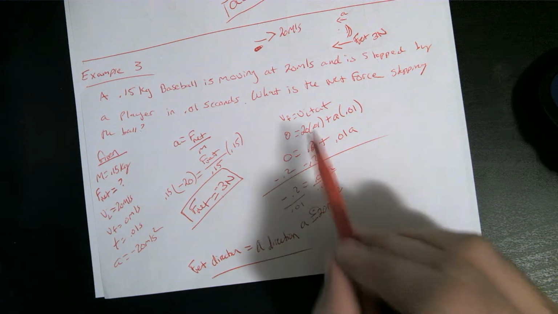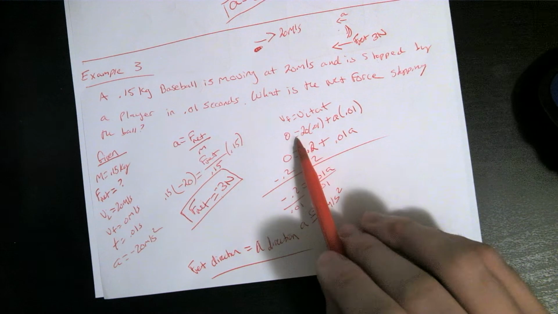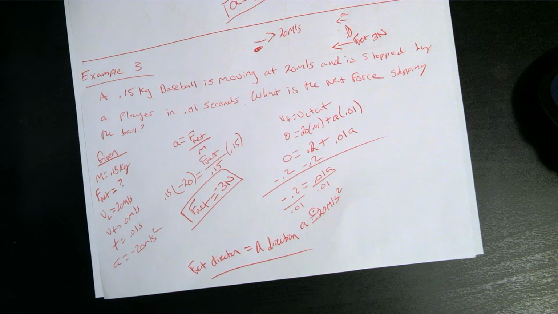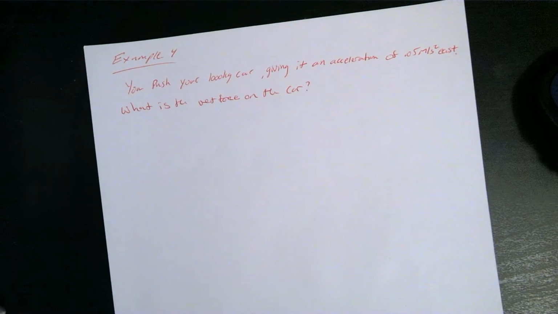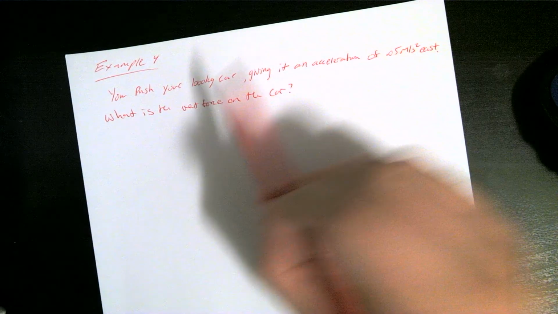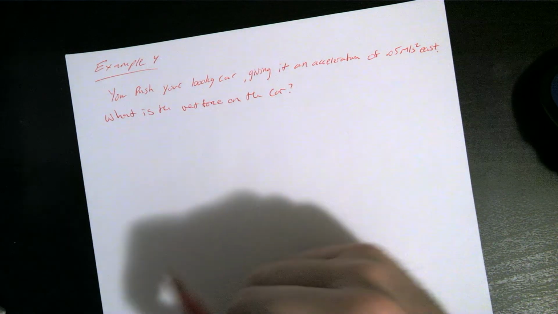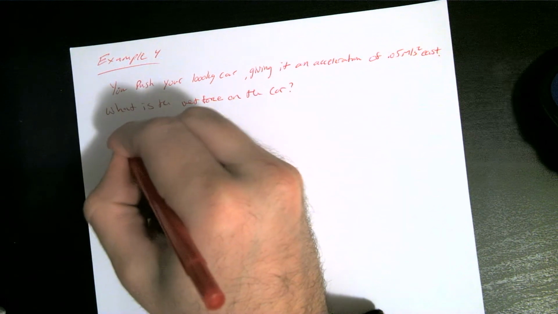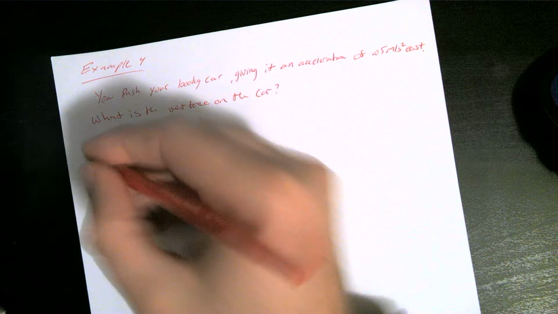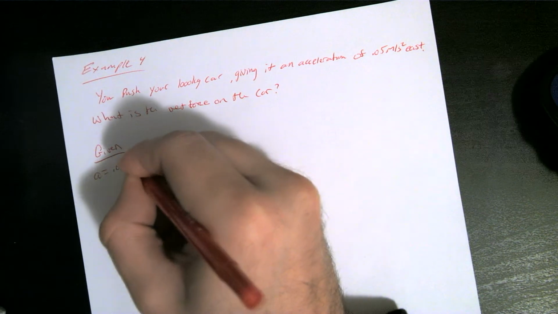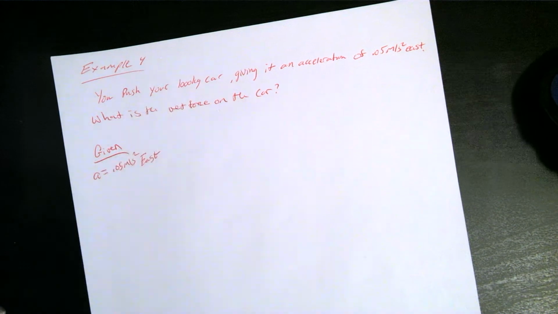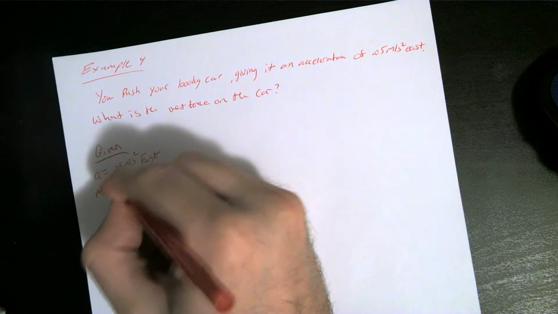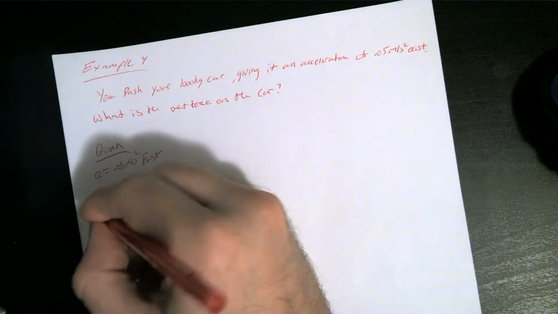Good. Now notice, you're going to have problems where you may have to use an equation to solve for the acceleration. You may not just be given the acceleration. And now let's look at one more. This is a little bit of a simpler problem. You push your 1,000-kilogram car, given an acceleration of 0.05 meters per second squared. What is the net force? Well, let's just go right for it. Let's write out our given. We have acceleration, 0.05 meters per second squared east. We have our mass, which is 1,000 kilograms. We're trying to solve for F net.